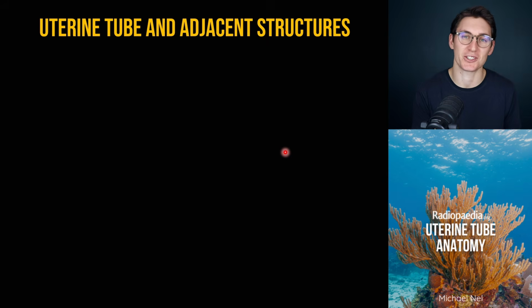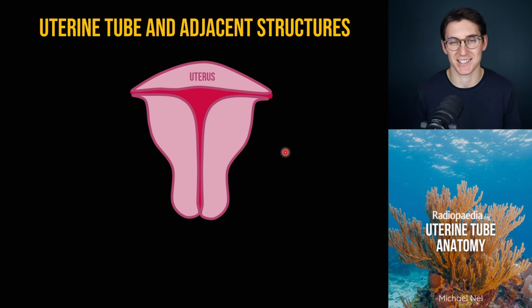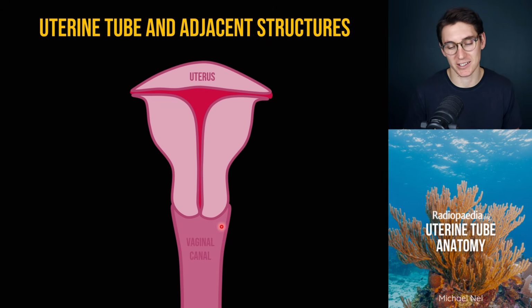Now, the first structure we're going to look at is what's known as the uterus. It sits centrally within the female pelvis. It's got a lower segment known as the cervix, and the bulk of the uterus, this upper segment, is the body of the uterus. The top of the uterus here is known as the fundus. Below the uterus sits the vaginal canal, and we can see the fornices on either side here.